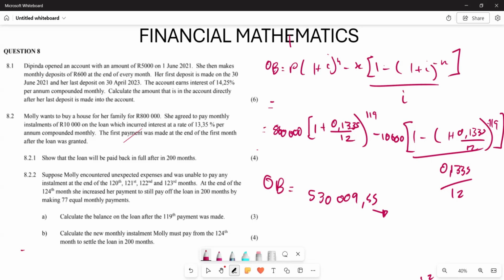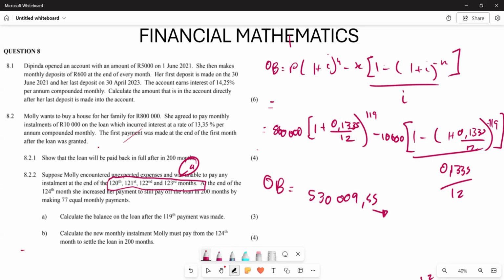They say calculate the new monthly installment that Molly must pay from the 124th payment to settle the loan. Remember, Molly skipped the 120th month, the 121st, the 122nd, and the 123rd month. So she skipped 4 months. Now we want to know how much Molly must pay when she continues at the 124th payment so that she can still pay back the money in the period of 200 months.